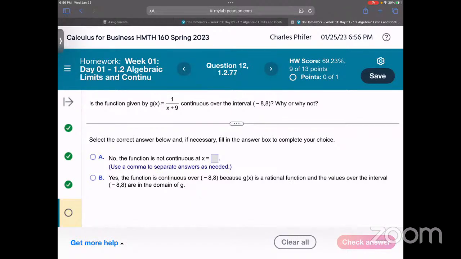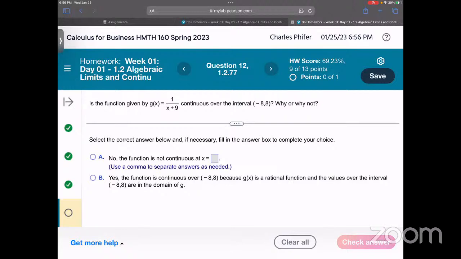-9 is the only real number not in the domain of this, right? It should be defined for all reals except -9. Notice that -9 is not inside this open interval. So then we would say that this rational function is continuous over this open interval because the -9, the only thing in question, is outside of this open interval, right? Our claim is that it's B.